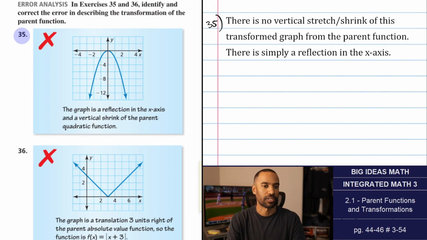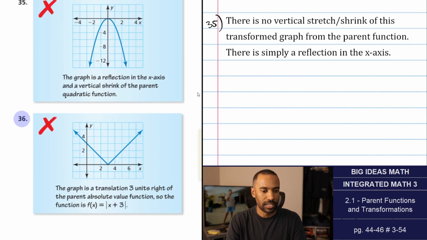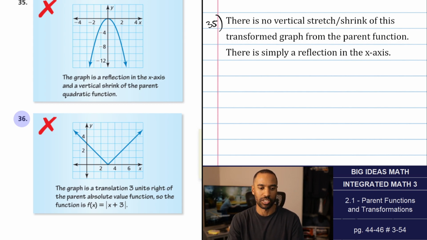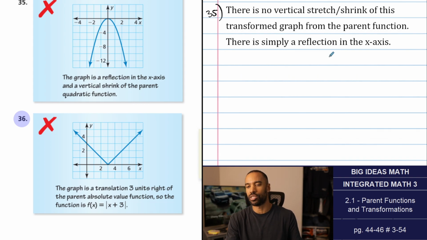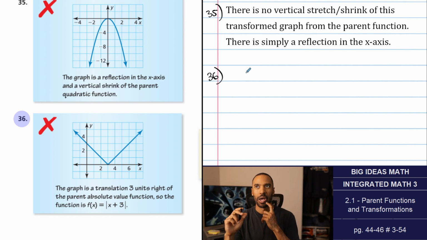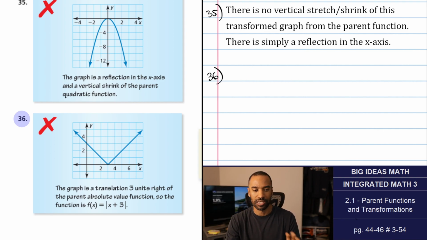All right, number 36. The graph is a translation 3 units right of the parent absolute value function. So the function is f of x equals absolute value of x plus 3. Now, I don't know to what extent you're supposed to know how to write equations for these things, but as we've seen some equations with things inside of there, the x plus 3 portion is the incorrect part.